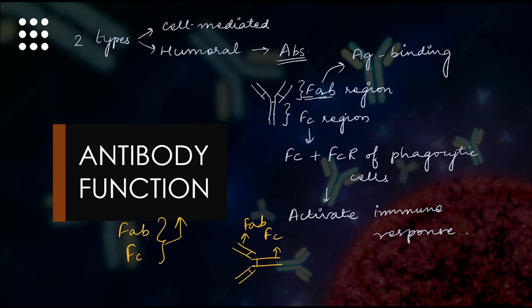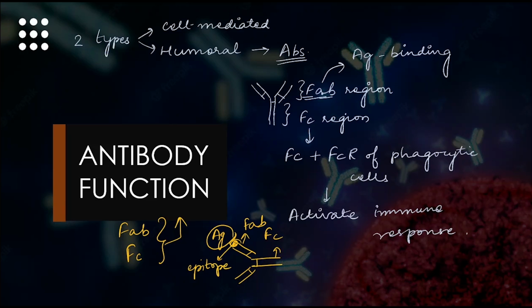So this FAB region will be interacting with the epitope of the antigen. What is an epitope? Epitope is the part of the antigen which is immunologically active and which gets recognized and bound by the FAB regions of the antibody. So this is the antigen and this is the epitope.